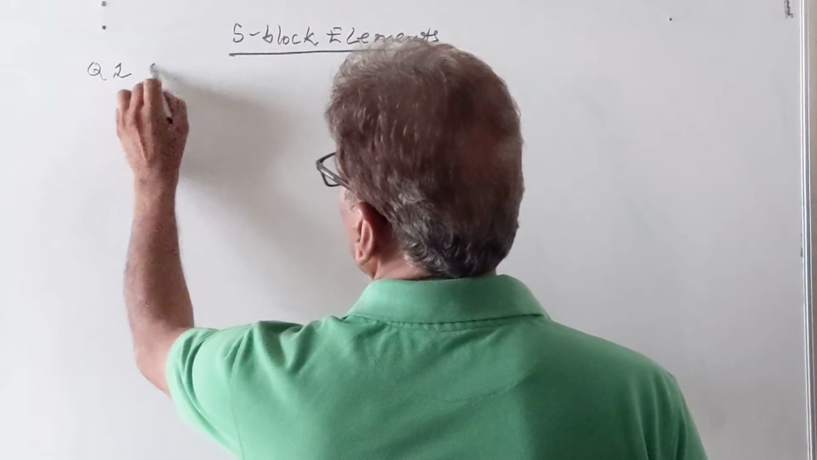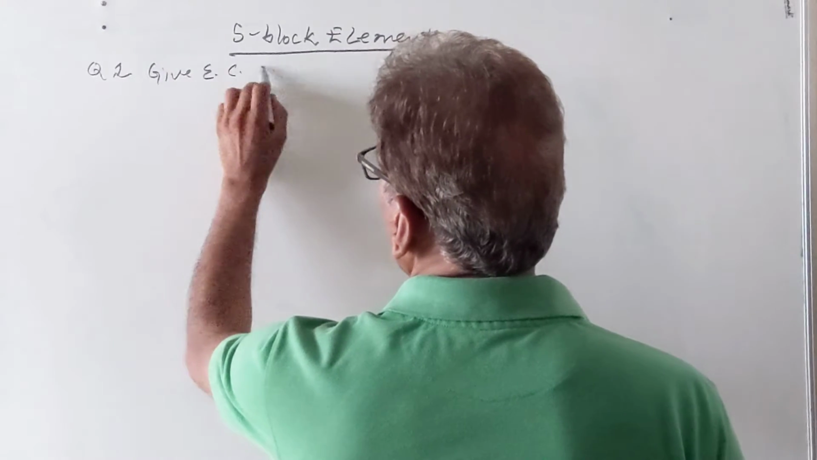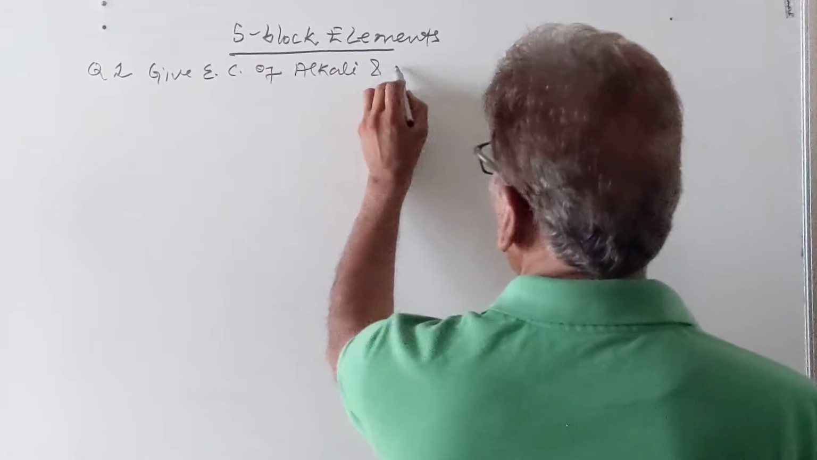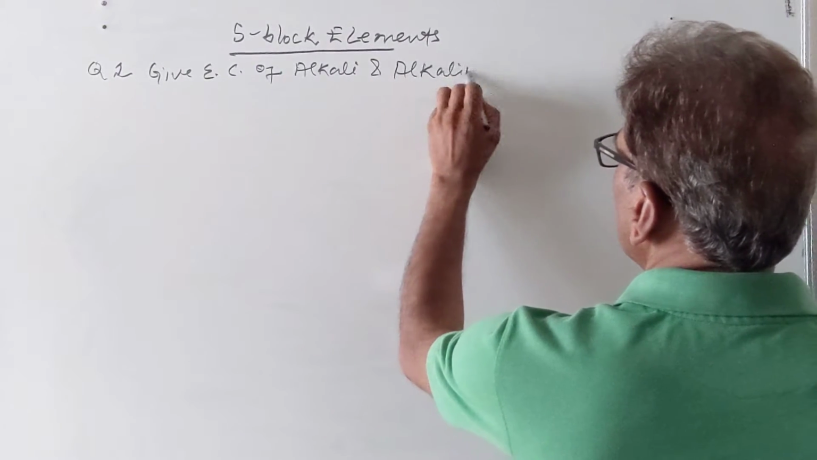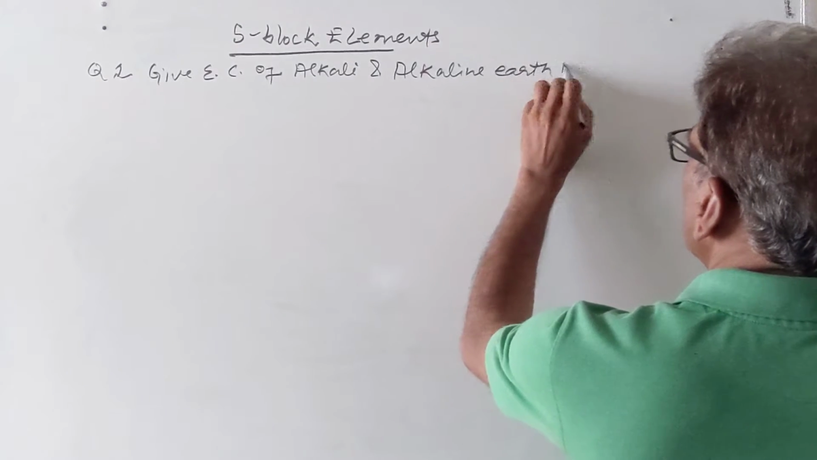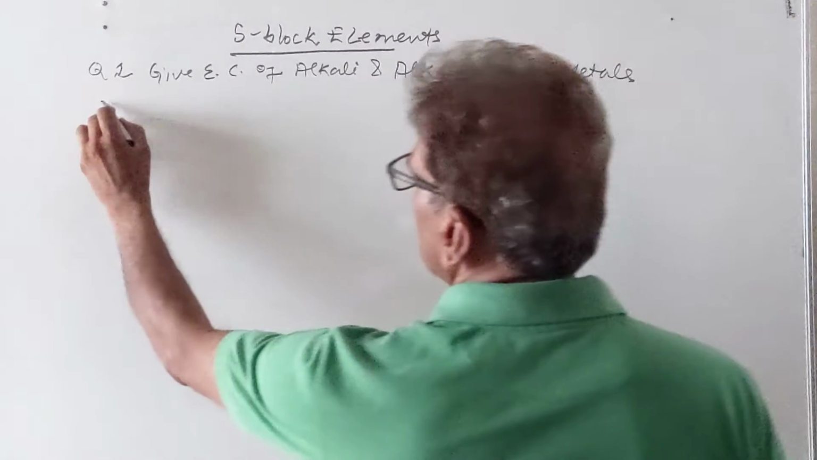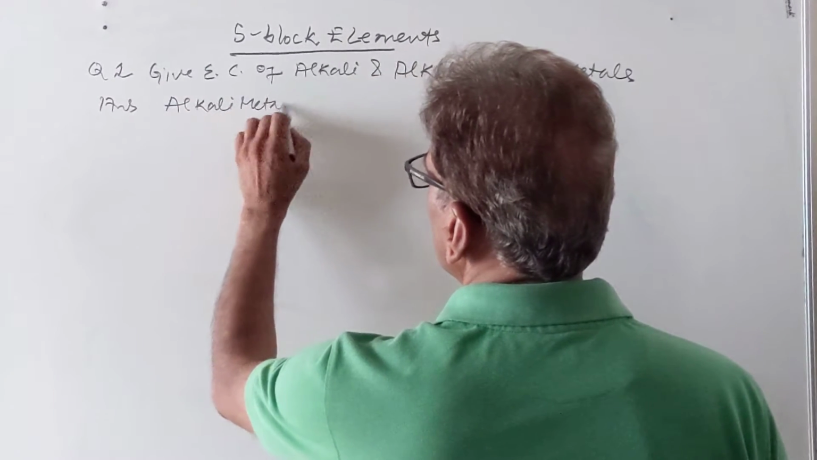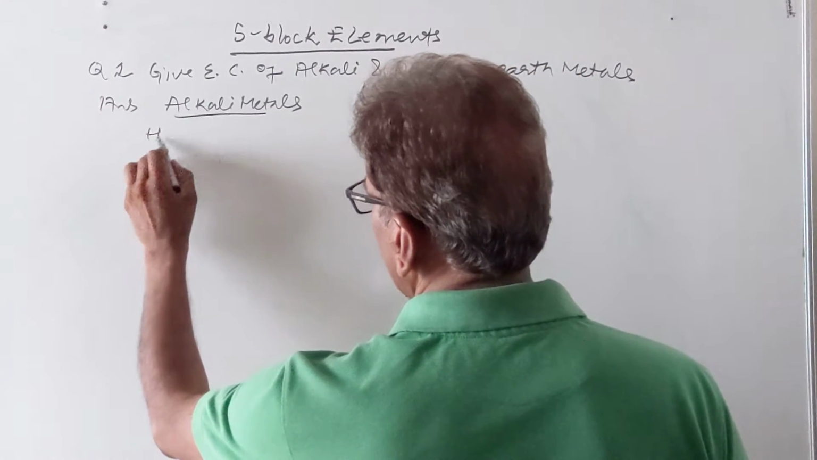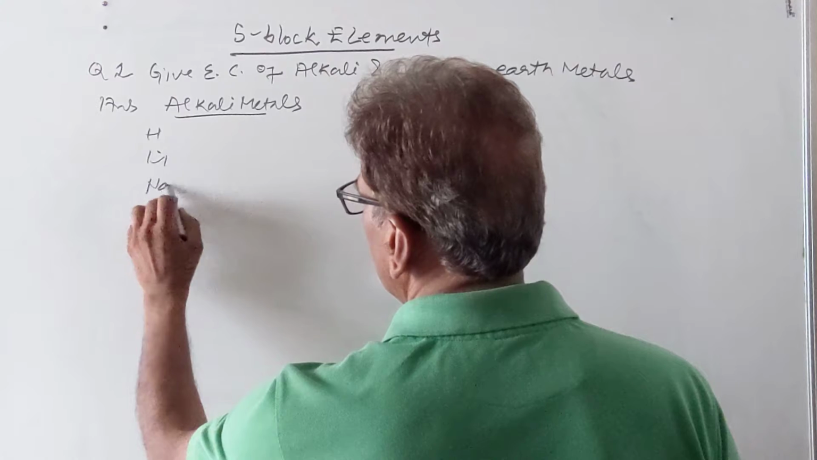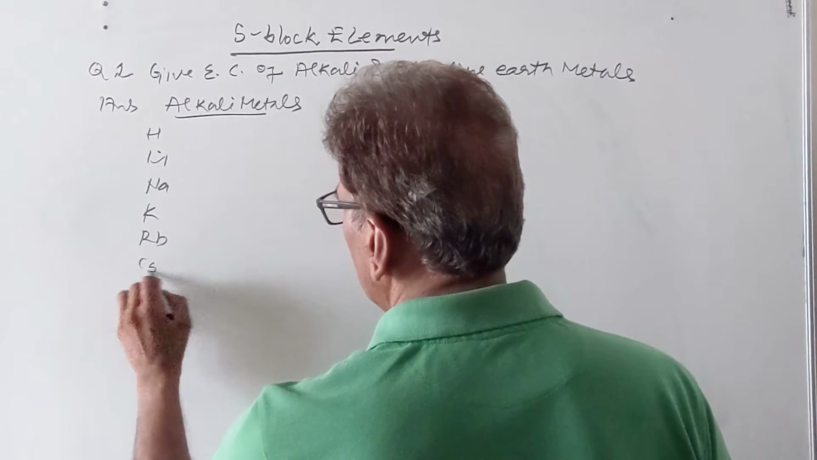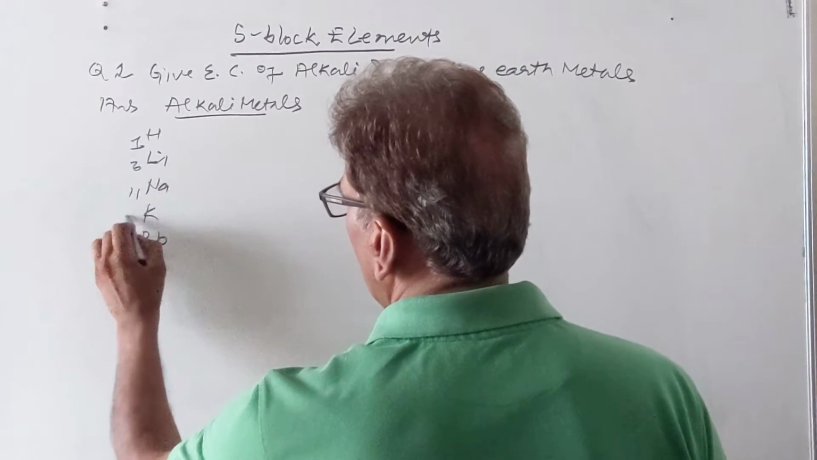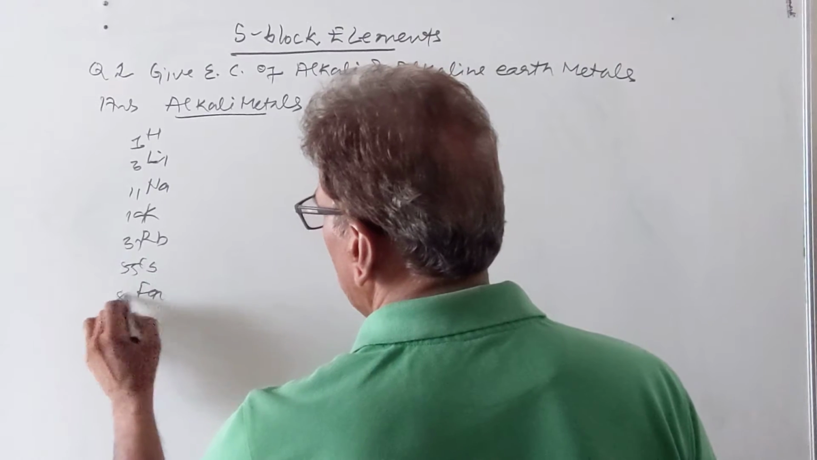Question number 1: give the electronic configuration of alkali metals and alkaline earth metals. Alkali metals: we have the metals hydrogen, lithium, sodium, potassium, rubidium, caesium, francium. Atomic numbers, starting from 1, are 3, 11, 19, 37, 55, 87.